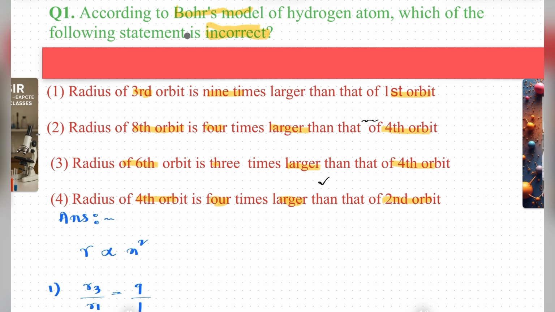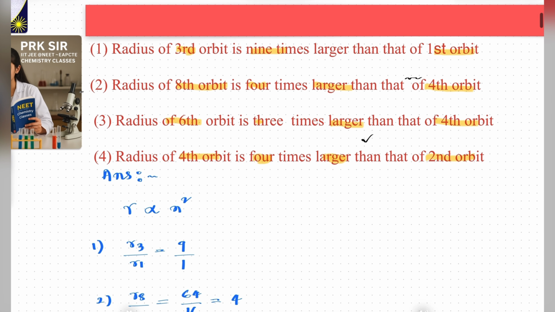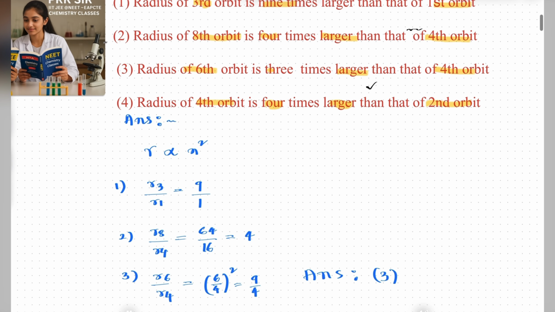Clear, students? Now we'll see how to solve this question. All of you concentrate. Generally, in atomic structure we studied that the radius of the orbit is directly proportional to the principal quantum number n squared. So r is directly proportional to n squared.